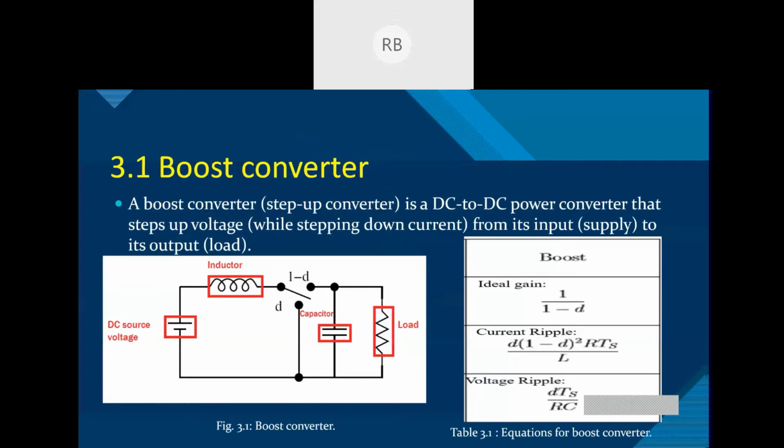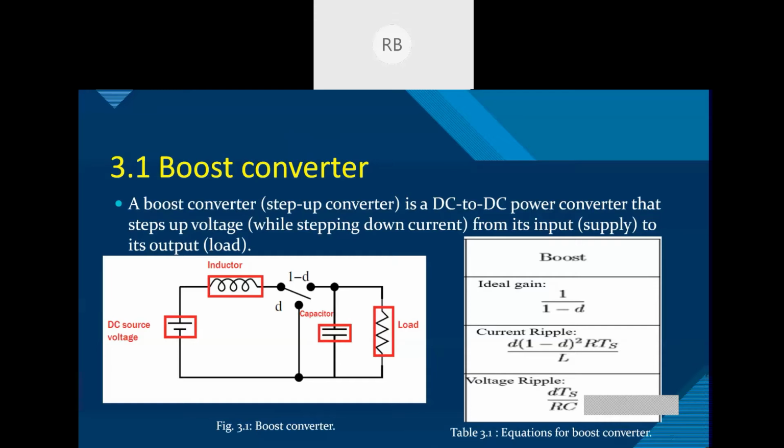As we can see, the boost converter steps up the DC voltage, and along with it, it steps down the current. Why does this happen? Stepping up of the voltage and stepping down of the current is in order to maintain a constant power output.